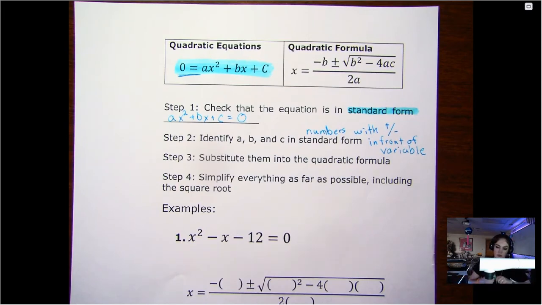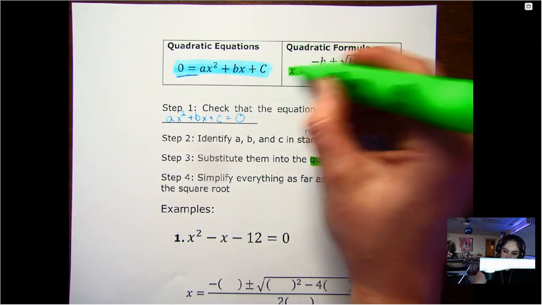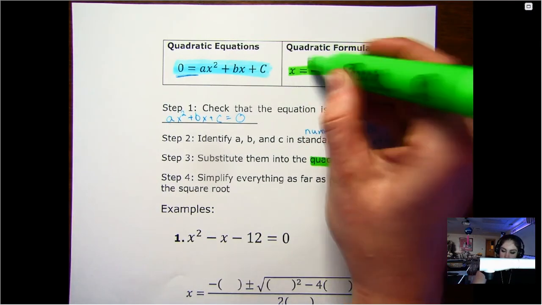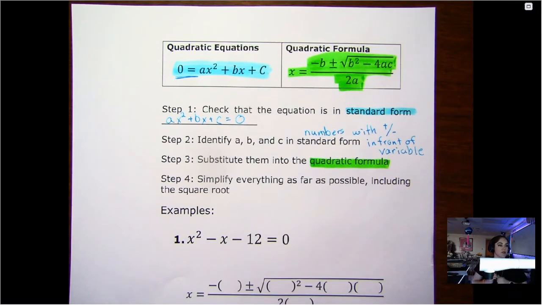The next thing that we will do is substitute those into our quadratic formula, which is this equation right here. Then we will simplify everything as much as we can, including the square roots.